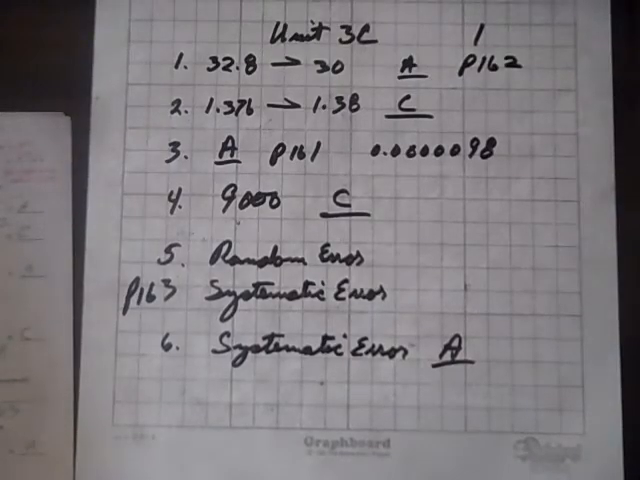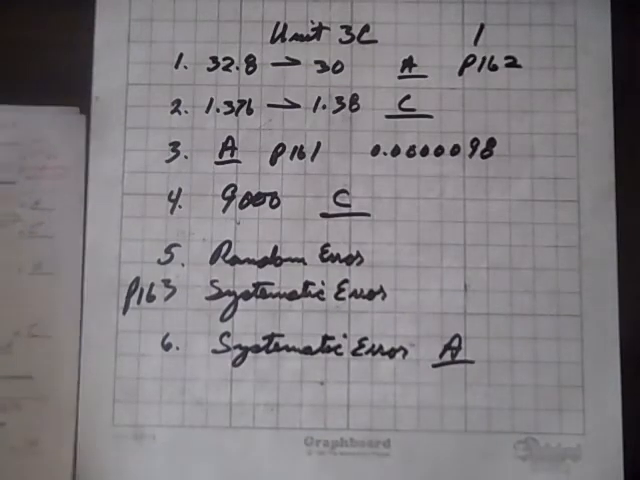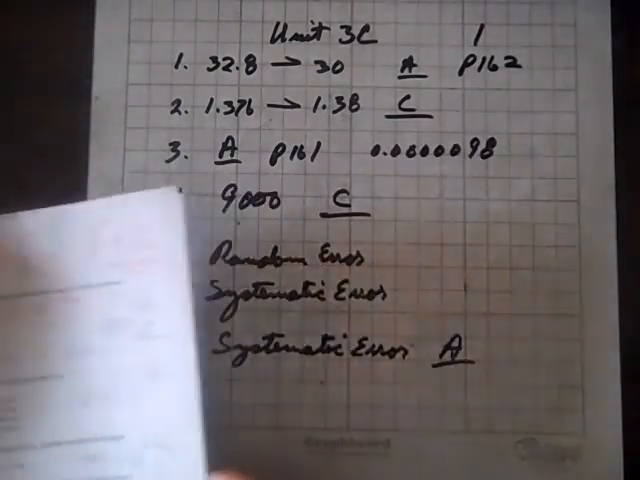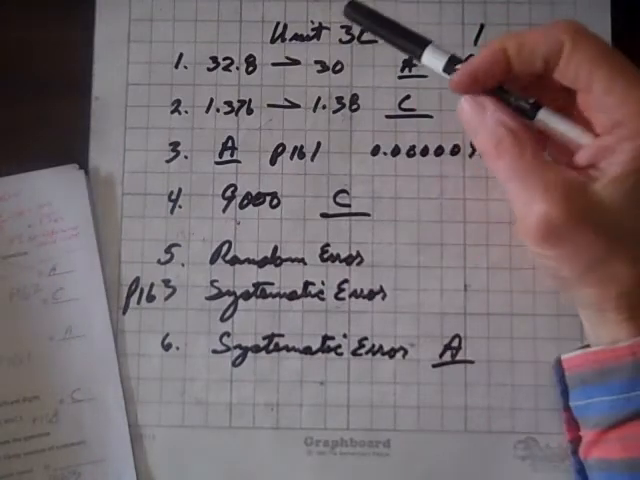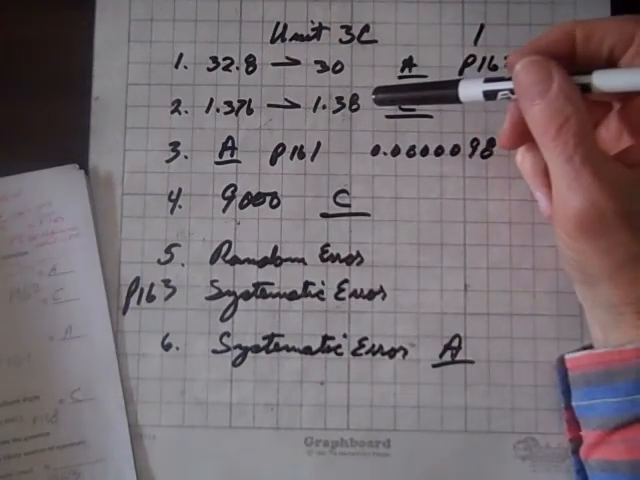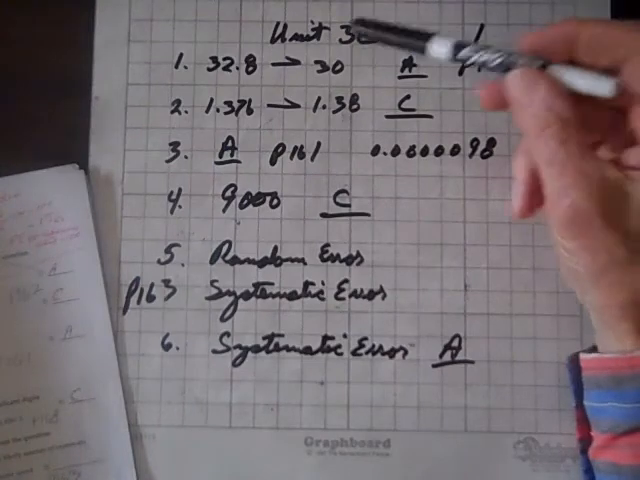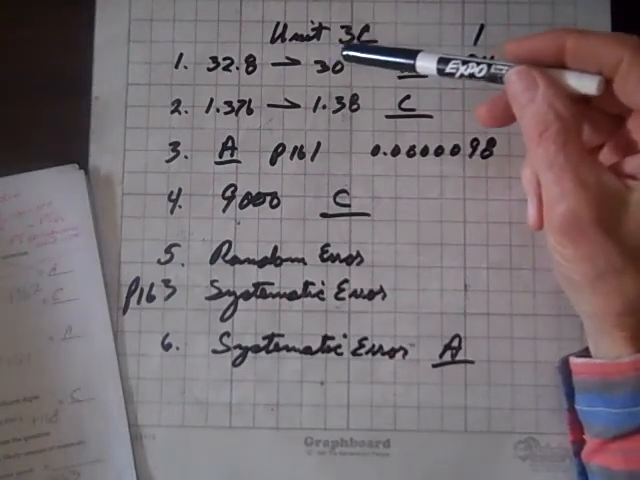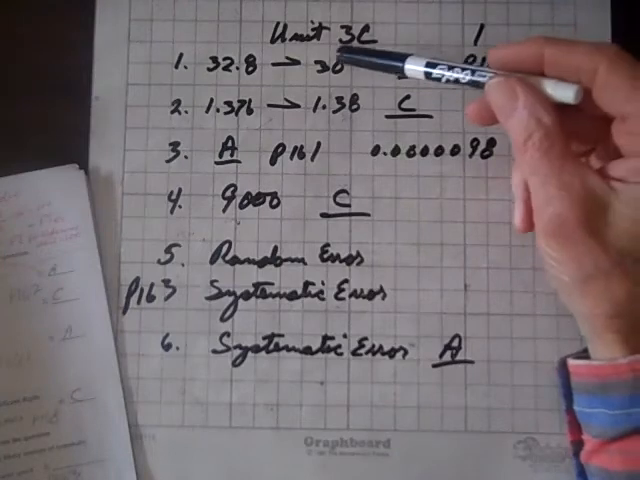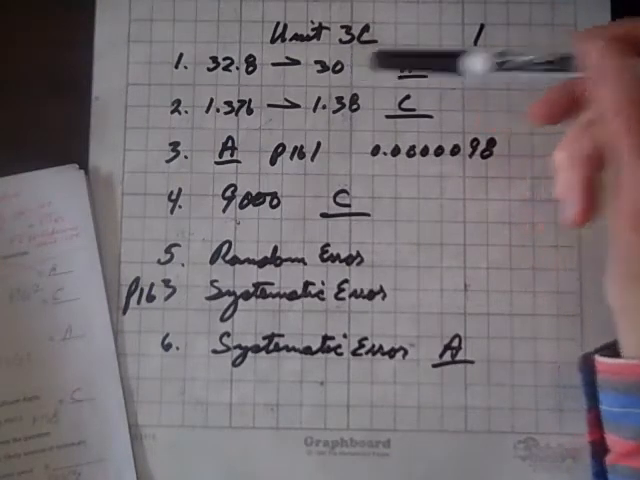Okay, now we're doing Unit 3C, and it says round to the nearest 10. And so on page 162 that's talked about, and for number 1 that's going to be A. It's going to round to 30.